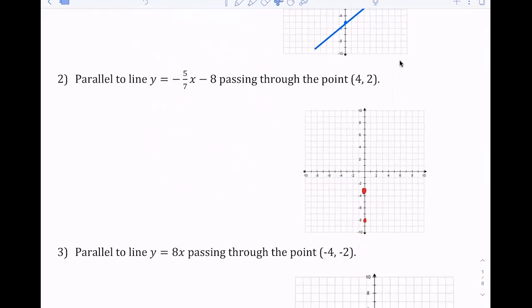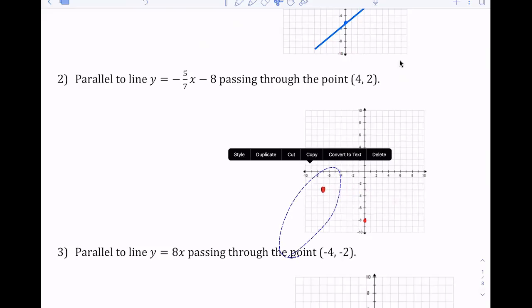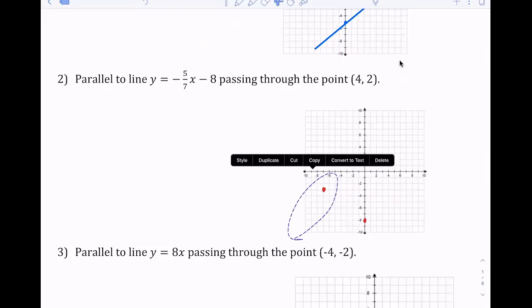Then what? To the right. Left 7. 1, 2, 3, 4, 5, 6, 7. I couldn't go down, so I had to go up. You have to go in the opposite direction. All right, you had to go in the opposite direction. Now I'm going to draw that line.